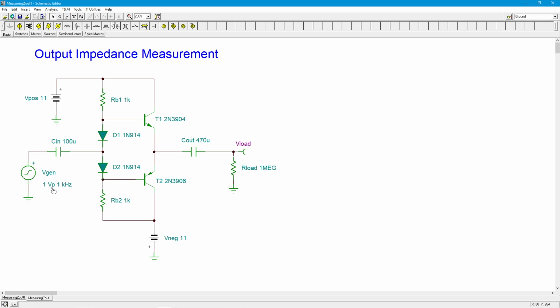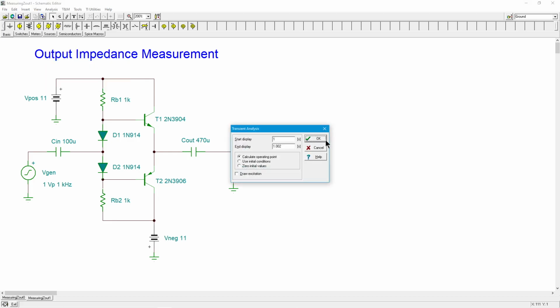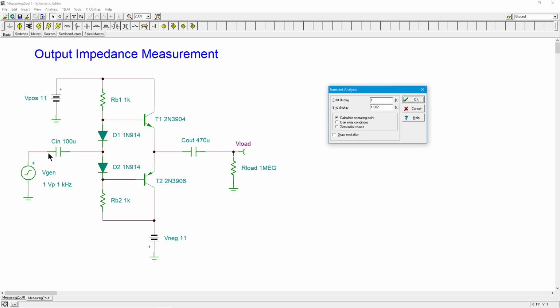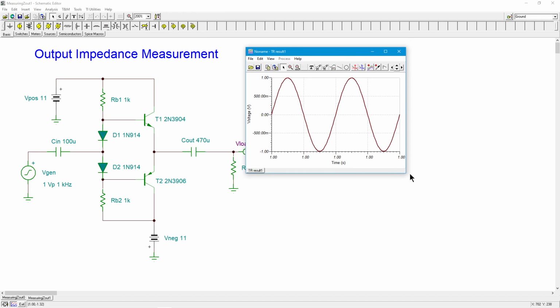I've got a 1 volt peak, 1 kilohertz sine wave coming in. And what I'm going to do is run a transient analysis just to check. Now, I'm starting this at 1 second, and I'm going to go to 1.002 seconds. You might say, why are you doing that? Well, the reason is that it's going to take a little while for these rather large capacitors to charge up, and I don't want to see a little DC offset creeping into my output while that's happening. But in any case, here is my signal.